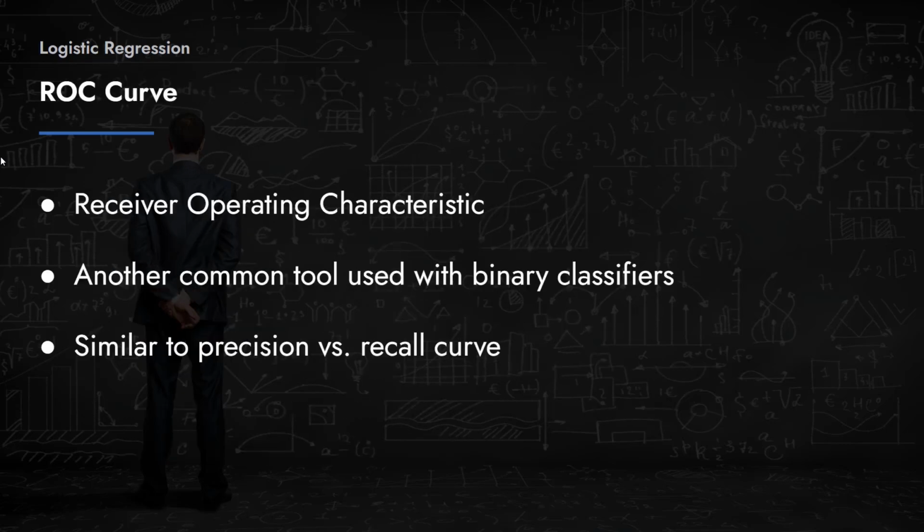It's called the receiver operating characteristic curve, but nobody really refers to it as that. We always call it ROC curve. I actually had to look that up while making these slides. It's another common tool used with binary classifiers, and it's similar to the precision versus recall curve. It's essentially giving you the same data, but allowing you to view it in a different way.